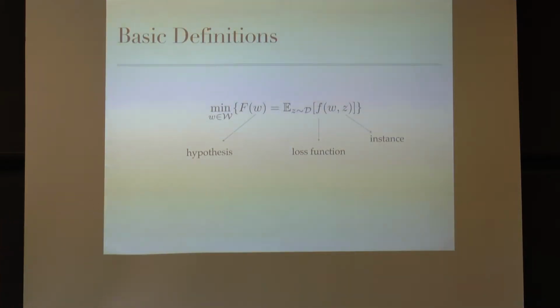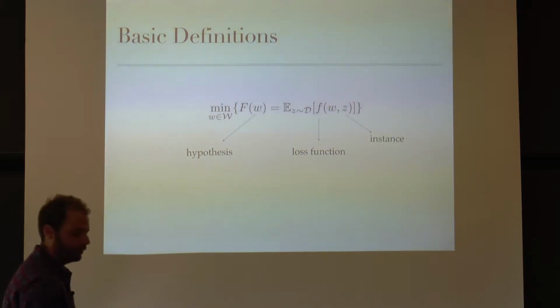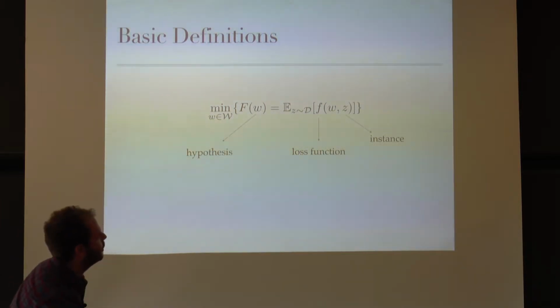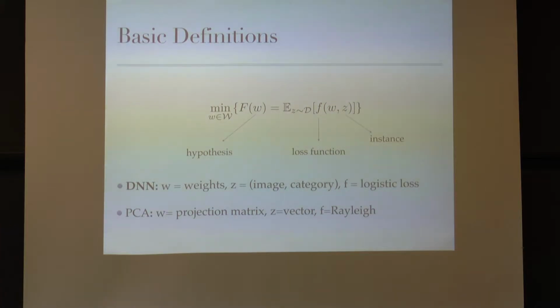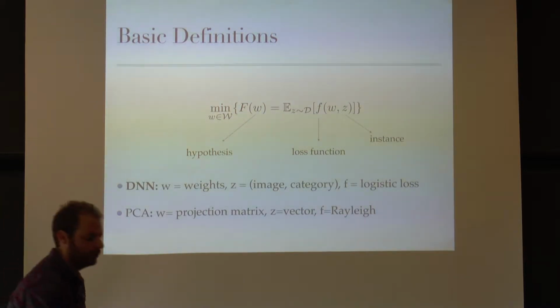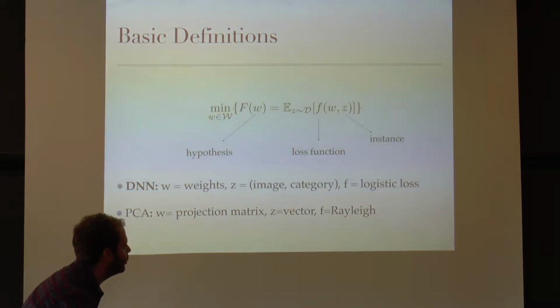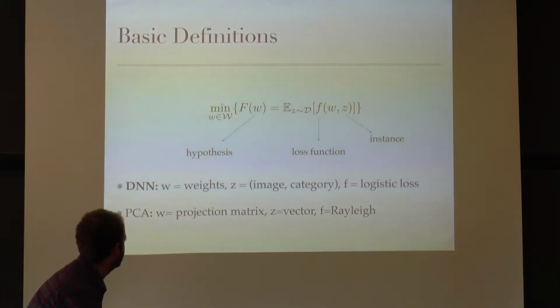So I will start with the basic setting. We consider a standard PAC model where we minimize the expected risk over a set of hypotheses W. F denotes the loss function. The expectation is over the draw of instance Z. For example, in a deep neural network, the hypothesis corresponds to the weights of the network, the instances are, for example, images and categories, and F might be the logistic loss. In PCA, W corresponds to projection matrices, and F is the Rayleigh objective.